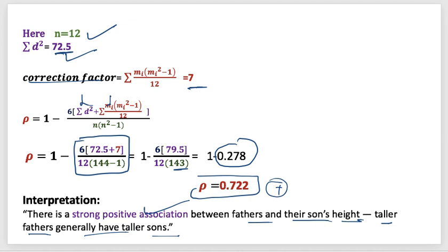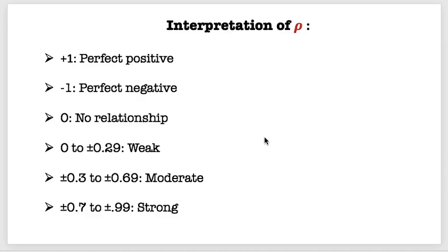So I hope with these two examples you got an idea how to deal with the rank correlation, that is Spearman's rank correlation. And this is also, we can say, the scale of the interpretation. There might be sometimes little difference from point to point, but usually it can be considered.